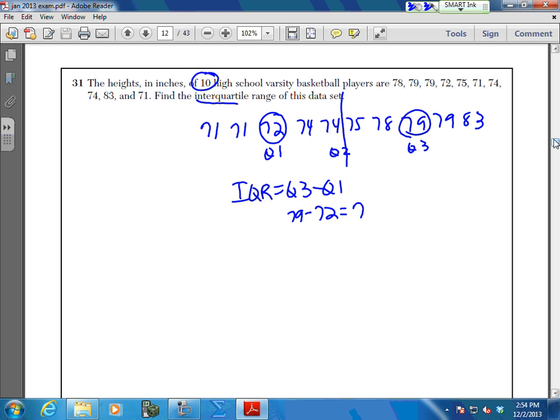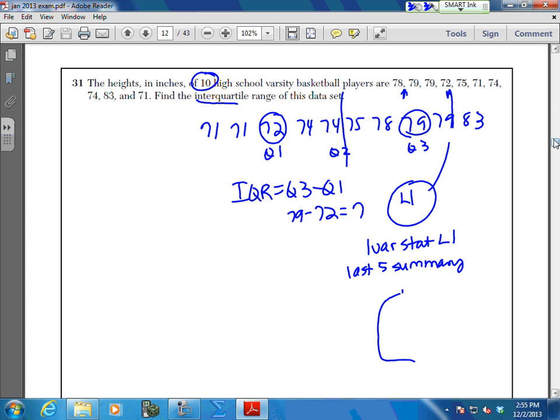Now, another way to do this is take this data and put this in your L1. You've got to show work. So make sure you say L1 and point to your data. And then say 1-Var Stat L1. Go to the last 5 numbers. These are called your summary numbers. And in that last 5, you're going to see a quartile 3 and a quartile 1. Just make sure you show enough work. Because if you do it in your calculator and you don't show work, you won't get any credit for this.